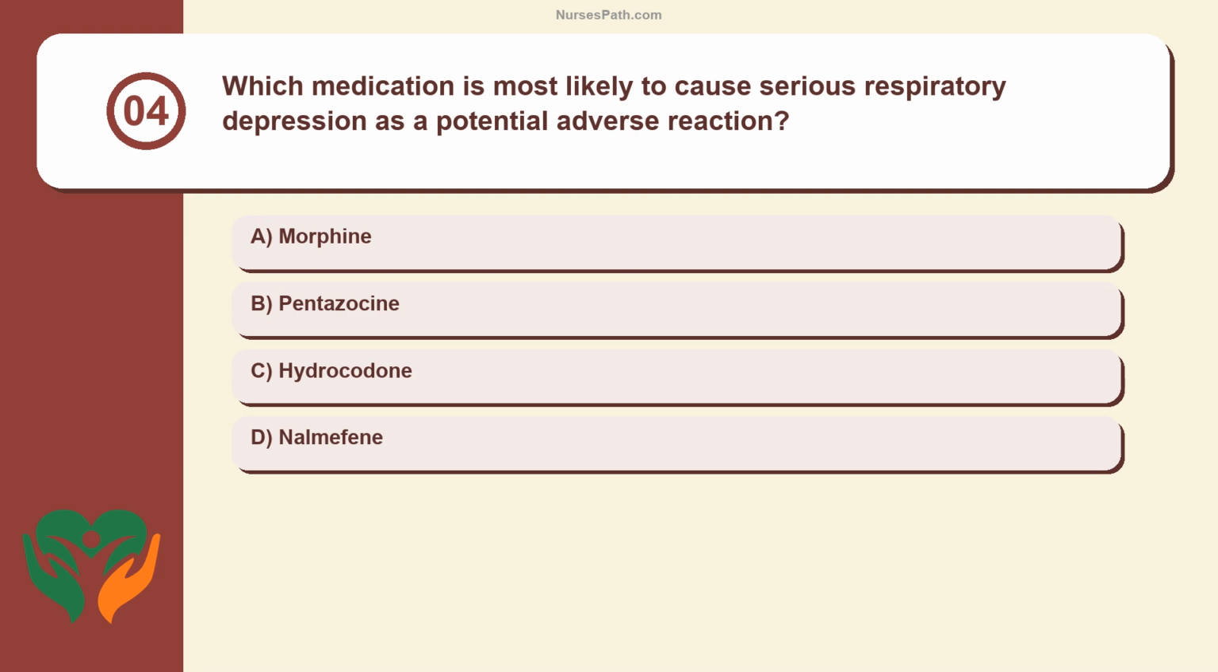Question 4. Which medication is most likely to cause serious respiratory depression as a potential adverse reaction? Morphine, pentazocine, hydrocodone, nalmefene.